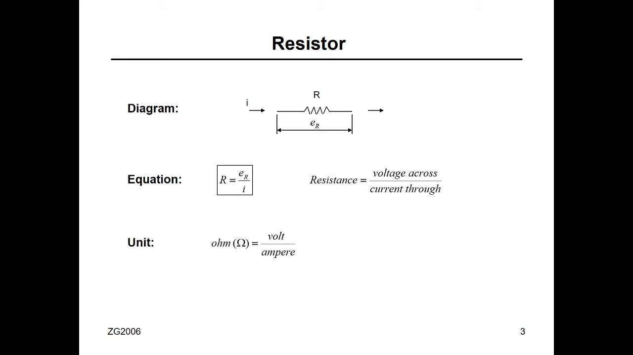So how are we going to derive the voltage across the resistor? From the definition of resistance, which is the voltage across over the current through. Any resistor has a constant called resistance. It's equal to the voltage across the resistor over the current through.